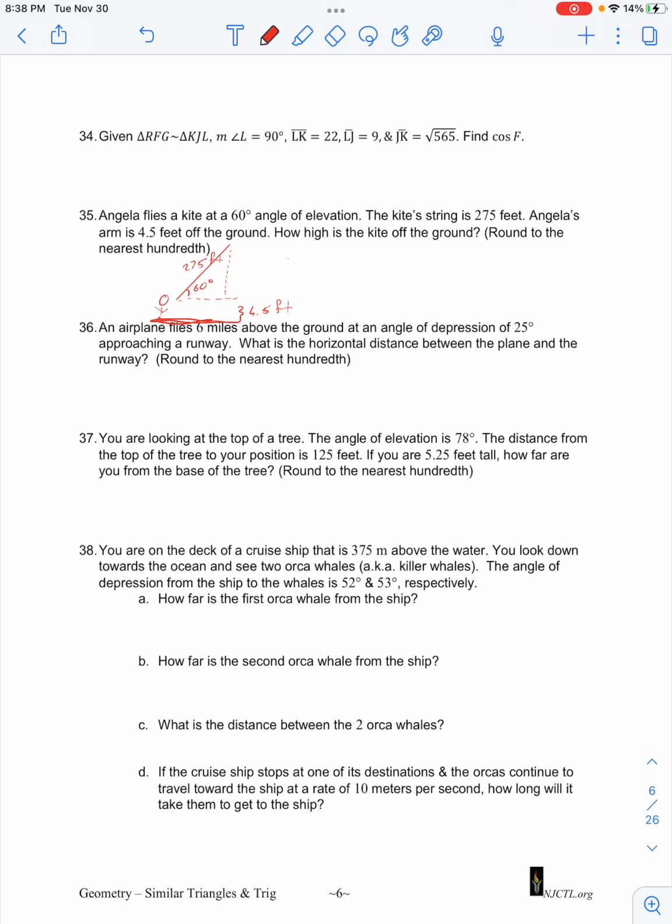So we're going to use sine for this. So sine of 60 degrees is opposite, which is going to be this height, h, over hypotenuse, 275 feet. Then multiplying by 275, this h is going to be 275 times sine of 60, which is 238.154.